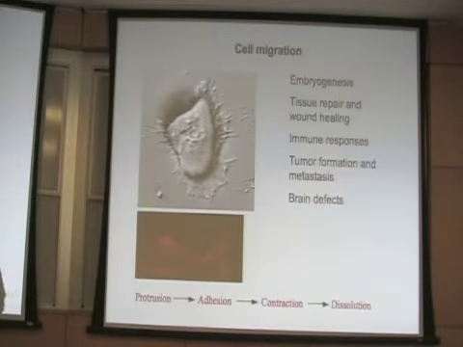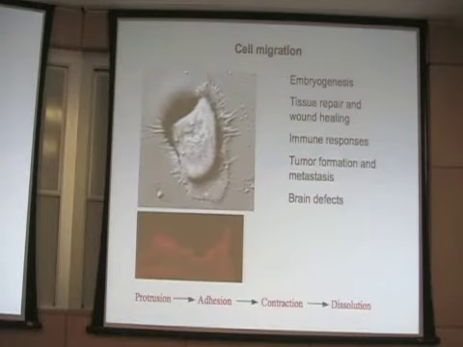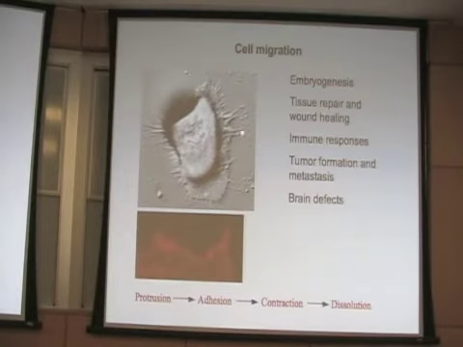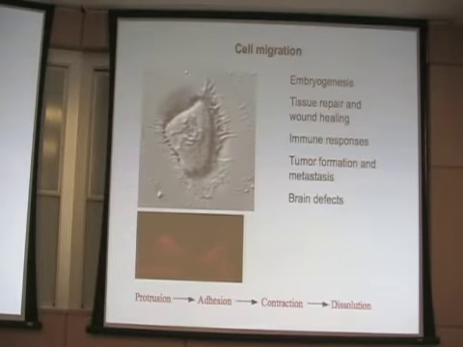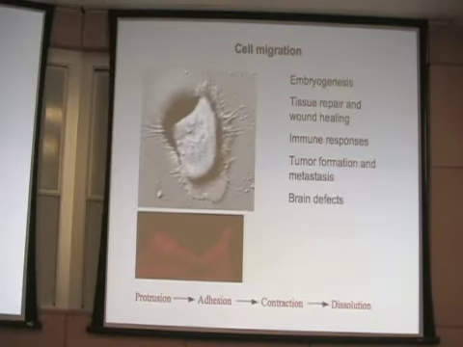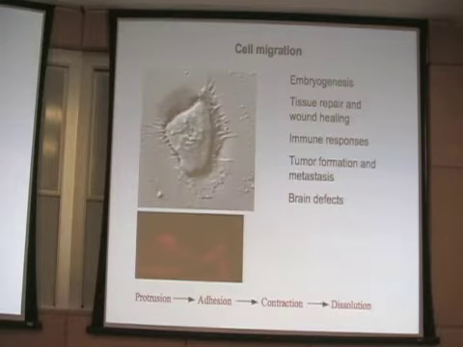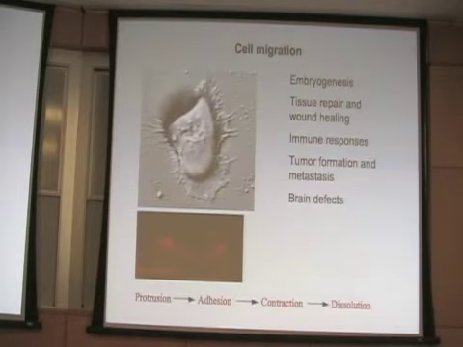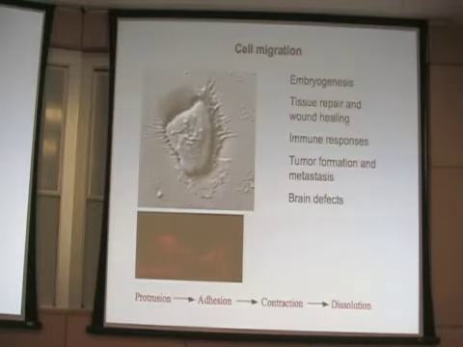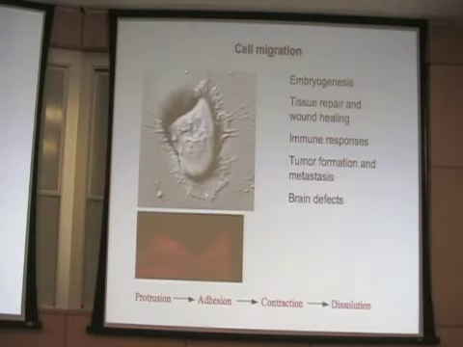Because Margaret gave a really nice introduction yesterday, I just want to talk briefly about the cell migration itself. So this process is required for embryogenesis, tissue repair and wound healing, as well as immune responses. But it is also responsible for tumor formation and metastasis, as well as for some brain defects.